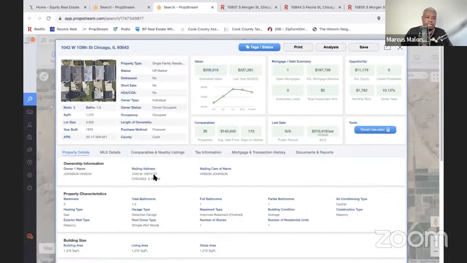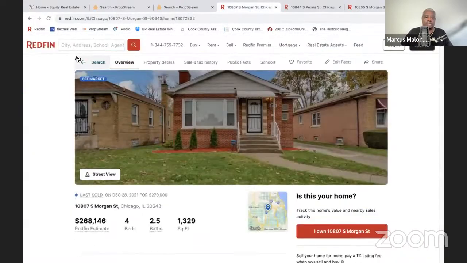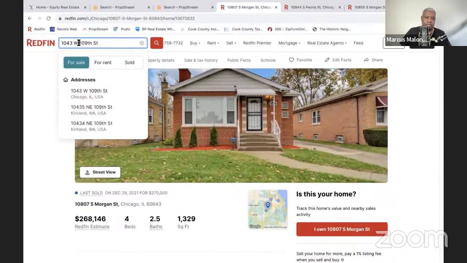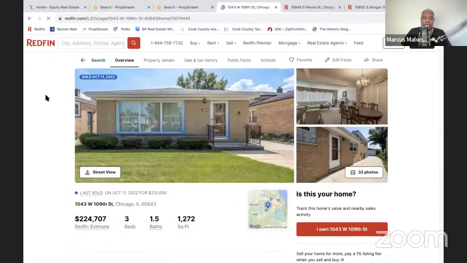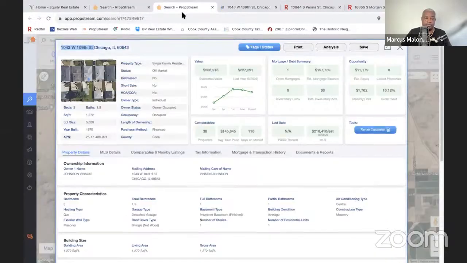And this is, let's look at this address. So now what I'll do is I'll take this address, drop it right in here, and look at it this way. All right. So you're seeing a difference, right? So in PropStream, it had 1043 West 109th as a comp.